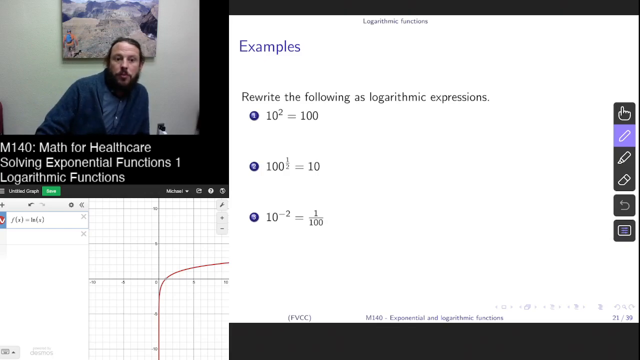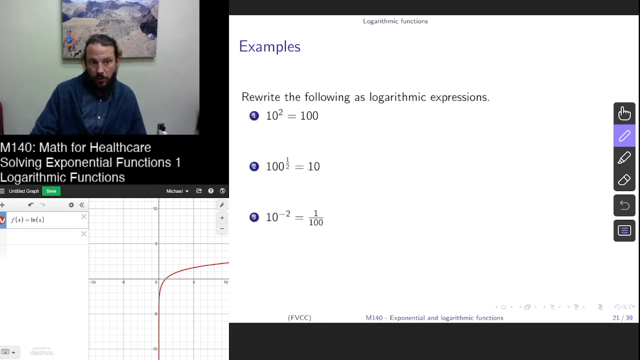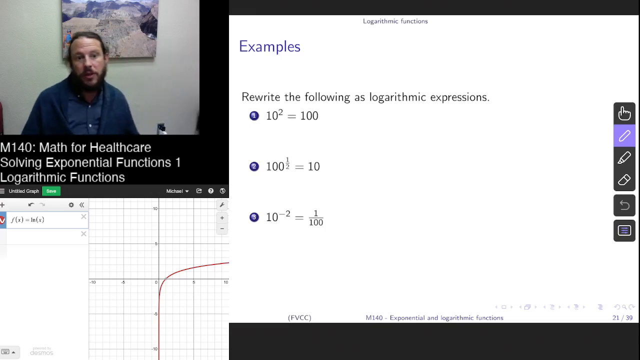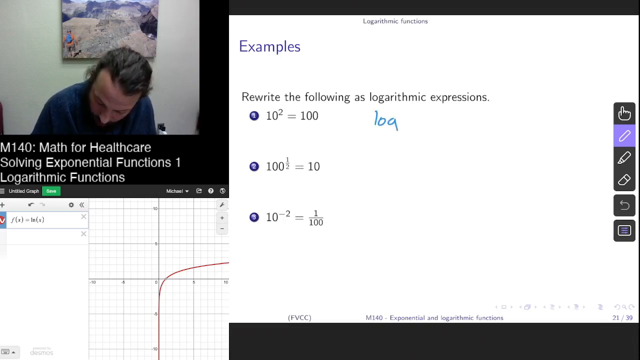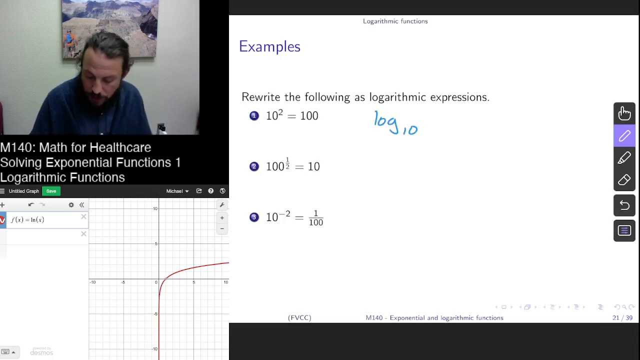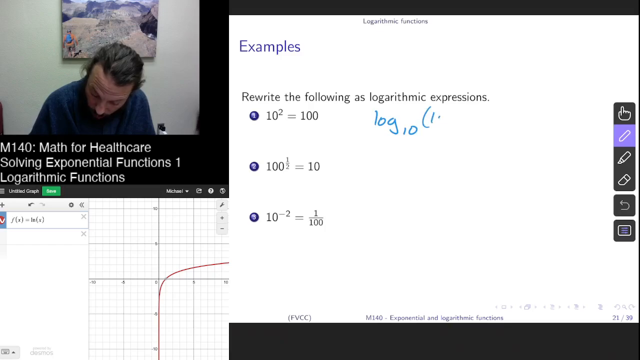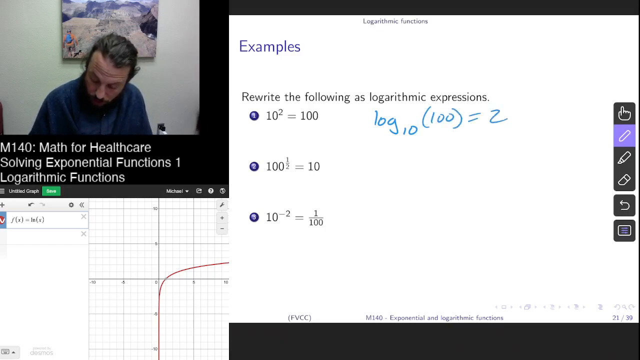So, a little practice in going between exponential form and logarithmic form. We want to rewrite the following as logarithmic expressions. Remember, the base is 10, so we have log. I'm going to explicitly write it out because it's 10, though you don't necessarily have to write it there. Log base 10 of 100 equals 2. What do I raise 10 to get 100? It's 2. That's the answer.